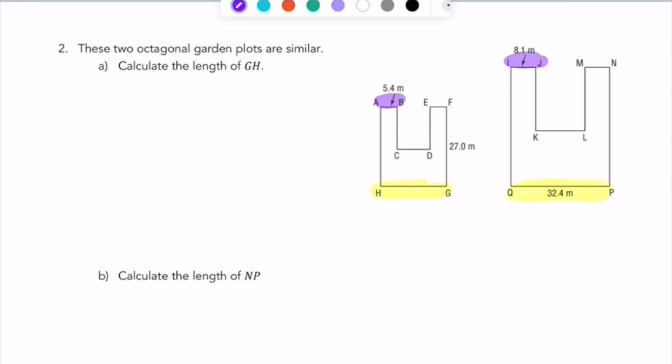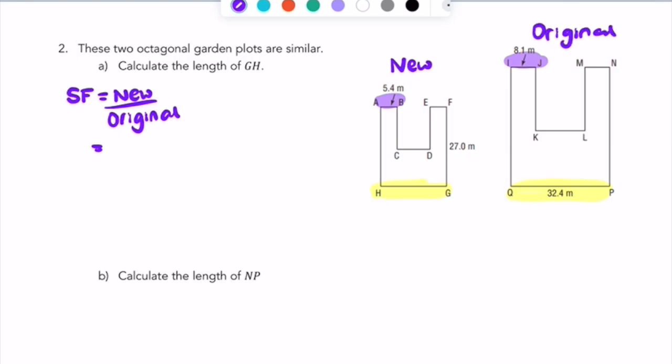So our steps are going to be to find the scale factor first. Scale factor we know is new over original. It doesn't tell me which shape is new and which one's original, so I'm going to label them. I'm going to go new for the first, original for the second. If you had swapped them up, you get a different scale factor, but you get the same final answer for your side lengths, so you would be marked correctly no matter. That's all good. And I'm going to go new over original. That's 5.4 over 8.1.